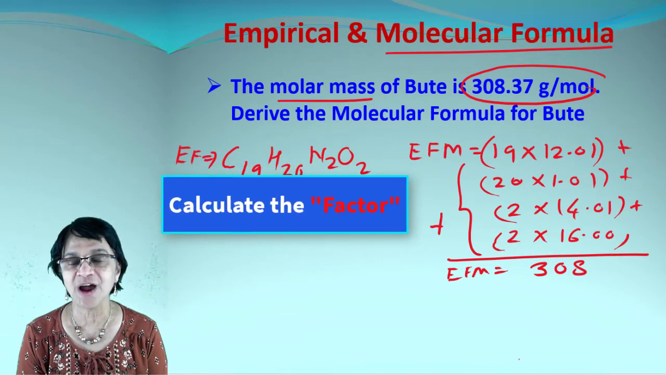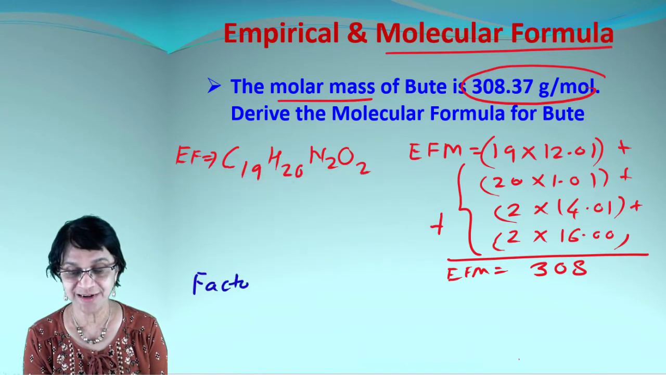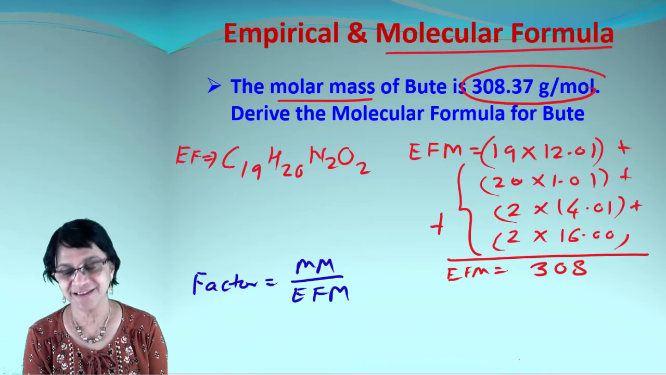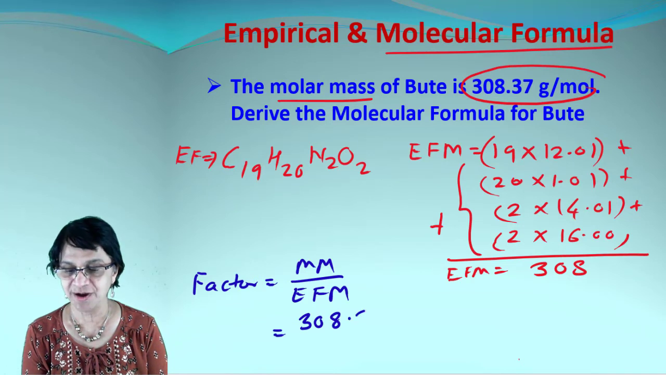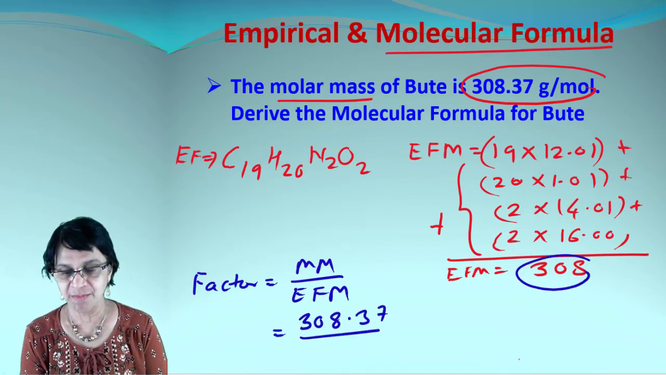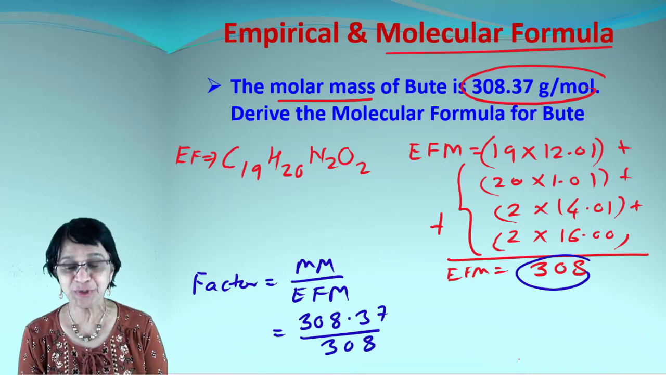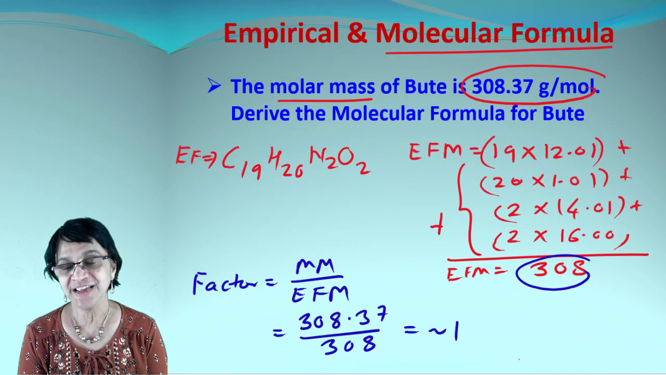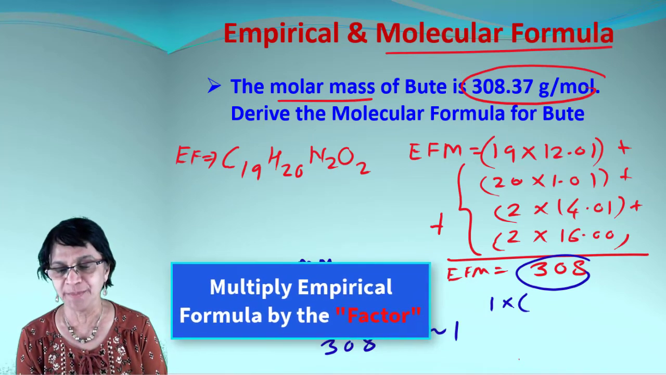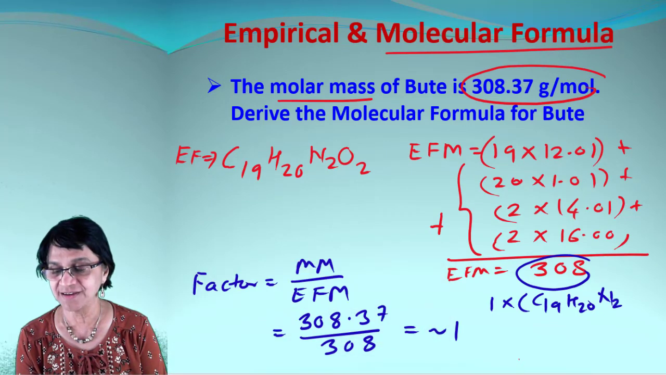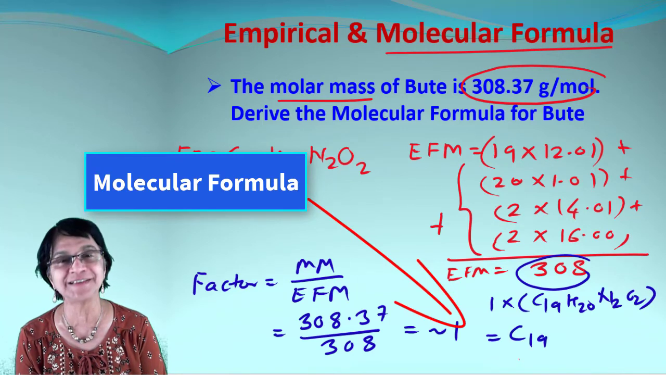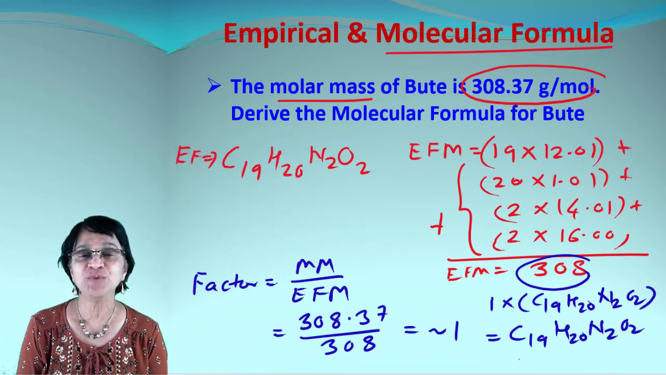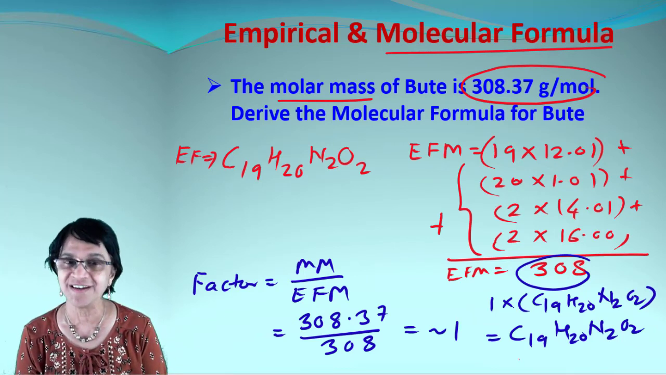The next step is we need to find out the factor. How do you find the factor? You divide the molar mass of the compound by the empirical formula mass. The molar mass is 308.37 and our empirical formula mass is 308. I'm not even going to bother to use a calculator. They are roughly about the same, so I can tell you this is going to be approximately 1. If your factor is 1, you multiply the empirical formula by that, and that is our molecular formula, which will be in this case the same as the empirical formula. Now just keep in mind, if the factor is different, you will be multiplying with that number and you will get a different answer.